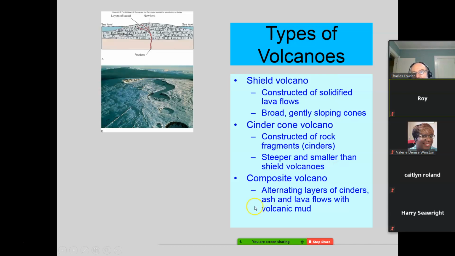Here is an example of a shield volcano. Now, I can't remember which one this is. This is either Haleakala or Mauna Kea, or maybe, oh, it's Mauna Loa in Hawaii, on the Big Island, I believe. That is Mauna Kea. Okay, definitely a shield volcano. Not a super tall mountain, very low, broad, gently sloping cones.